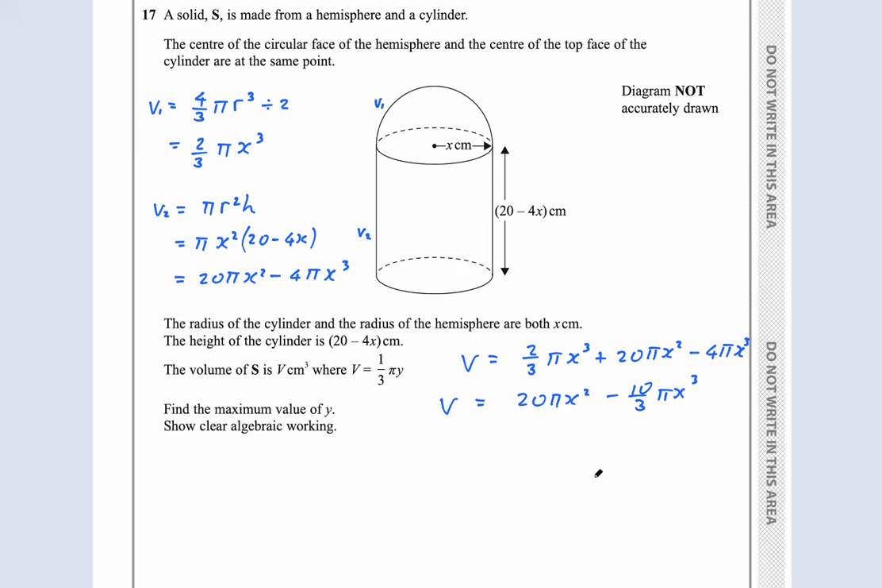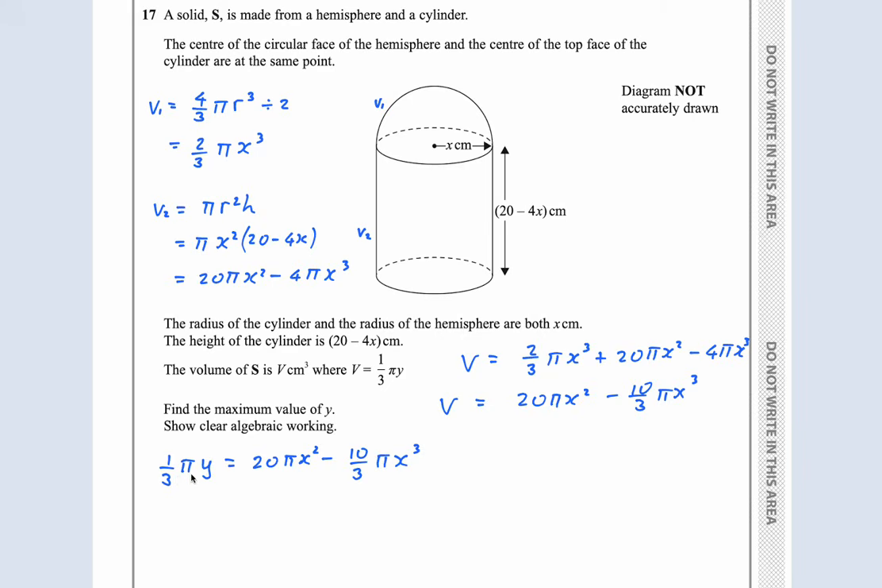So that's difficult enough on its own, but that's not what we're doing. We have to continue. He says the volume can be written as this. So let's do what he says. He says a third, and let's do it over here. A third pi y is equal to the volume. So it's equal to this. So now I'm getting y in terms of x. 20 pi x squared minus 10 over 3 pi x cubed.